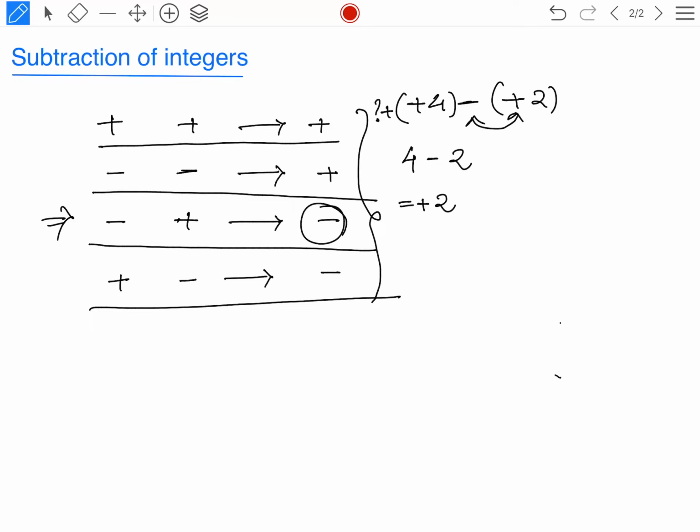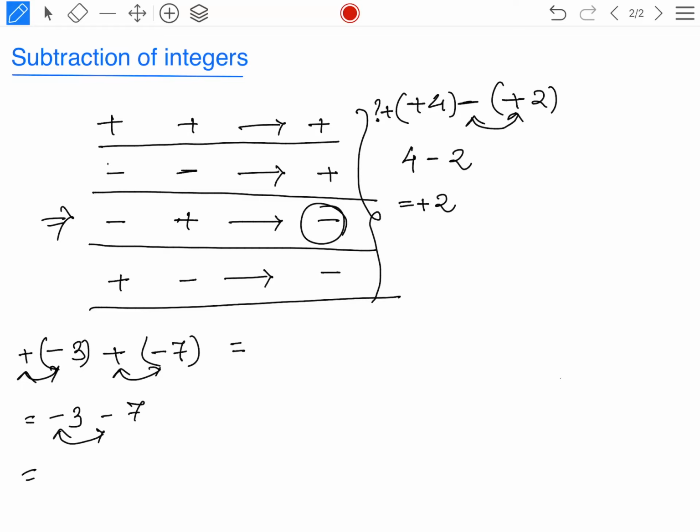Understood? Look at another example. Suppose minus 3 plus minus 7. Now see, in this case, what do you do? You can imagine that there is a plus here, yes or no? You have to imagine that there is a plus there. So plus and minus, it is always minus, yes or no? So we'll write minus 3. Then plus and minus, it is always minus. Minus 7. Minus 3 minus 7 means what?